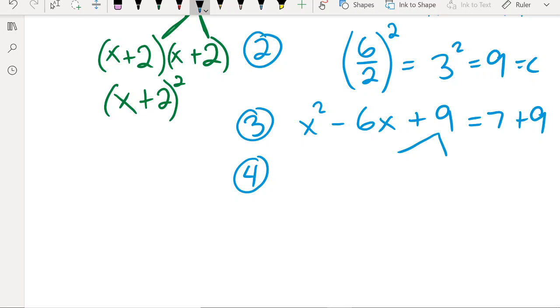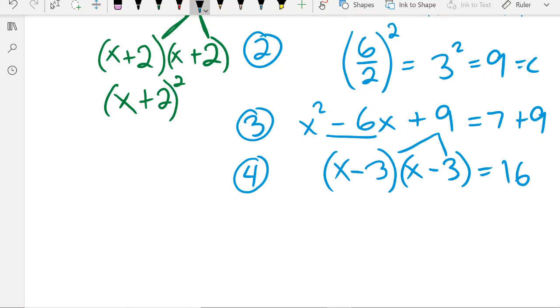So 9 has just 2 unique factors, 1 times 9 and 3 times 3. 1 times 9 wouldn't work because 1 plus 9 is 10, or negative 1 plus negative 9. Either way, it does not give me negative 6. But 3 times 3 is 9. Getting close. 3 plus 3 is 6, though, so I need to make them both negative. If I add 2 negative 3's, I get a negative 6. There we go. And then, of course, 9 plus 7 is 16, so that goes there.